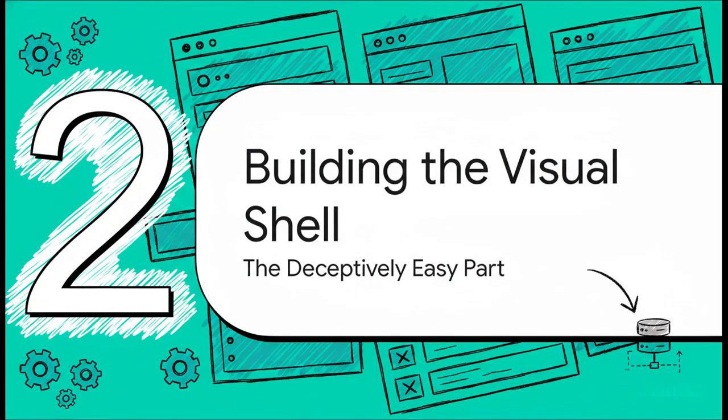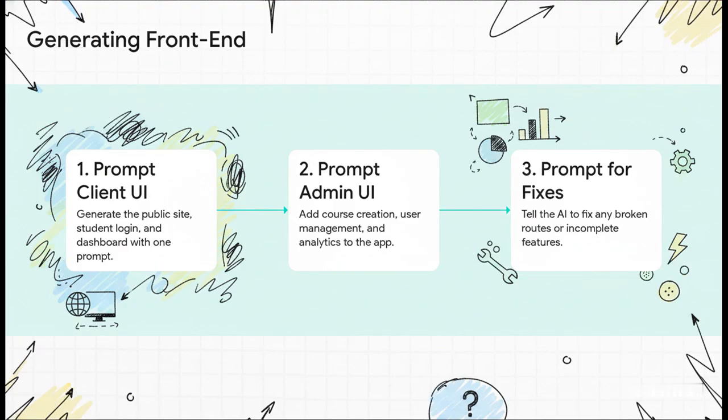All right, so let's start at the beginning. The fun part, building that visual shell. And honestly, it's so easy it almost feels like cheating. This is the part that gets everyone super excited, but as you're about to see, it's really just step one of the real journey. I mean, the speed here is just insane. You can literally just talk to an AI and say, hey, build me the public site, the student login, and the dashboard. And boom, it does it.